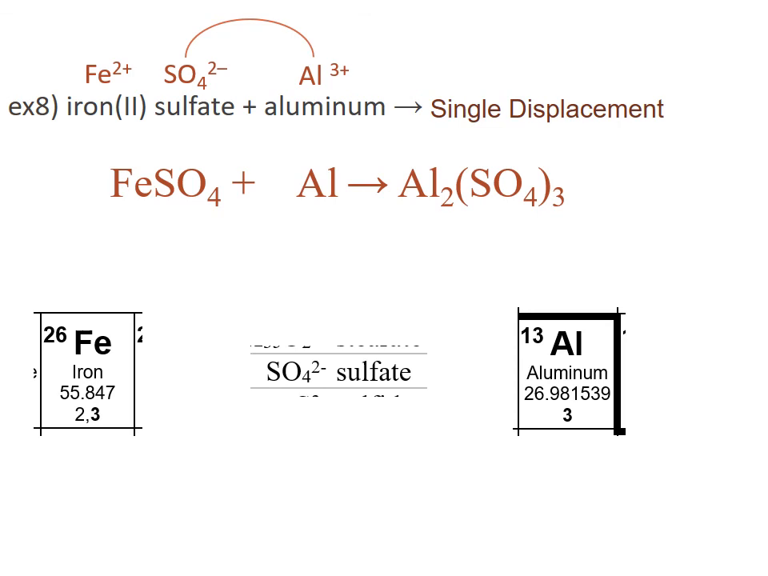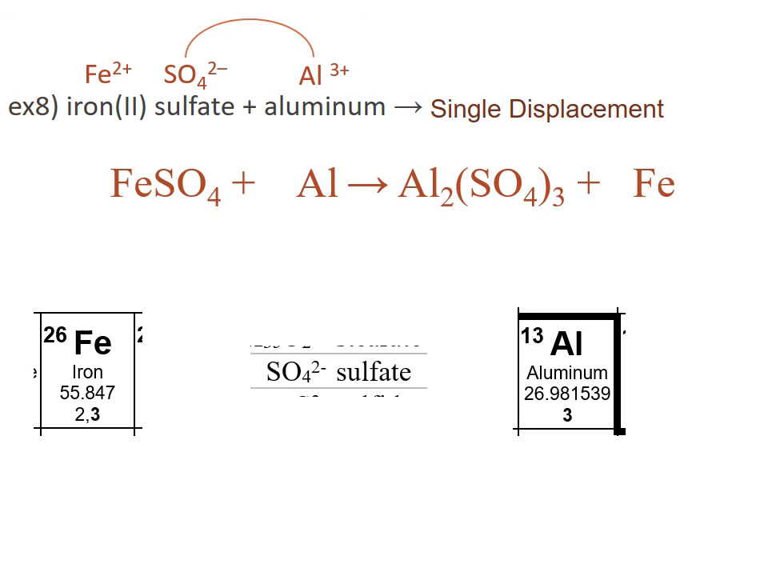Leaving all by itself is the iron. And since aluminum came in with no charge, iron has to leave with no charge. If it were to leave as Fe2+, that would mean there's a charge on the product side when there's no charge on the reactant side, and our equation could not possibly ever balance.